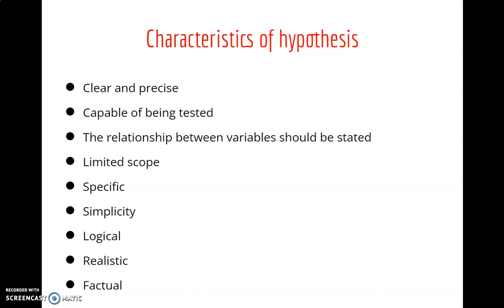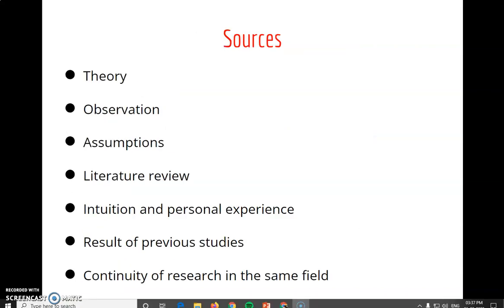The characteristics of hypothesis: it has to be clear and precise. It should be capable of testing, and it should give a relationship between variables, and it has limited scope. It is specific, simple, logical, realistic, factual. So all these things are a repetition of the characteristics of objectives.